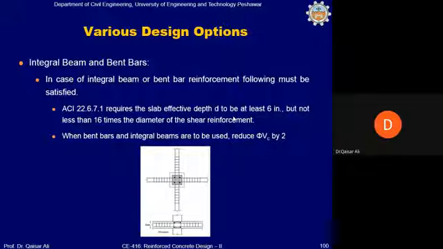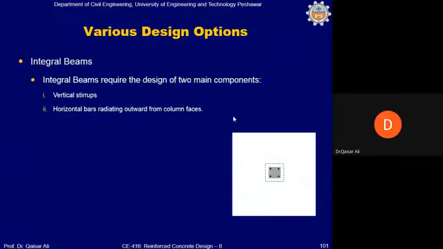Okay, and when these bent bars or integral beams are to be used, then within the calculation, phi Vc shall be divided by 2. Okay, phi Vc shall be divided by 2.